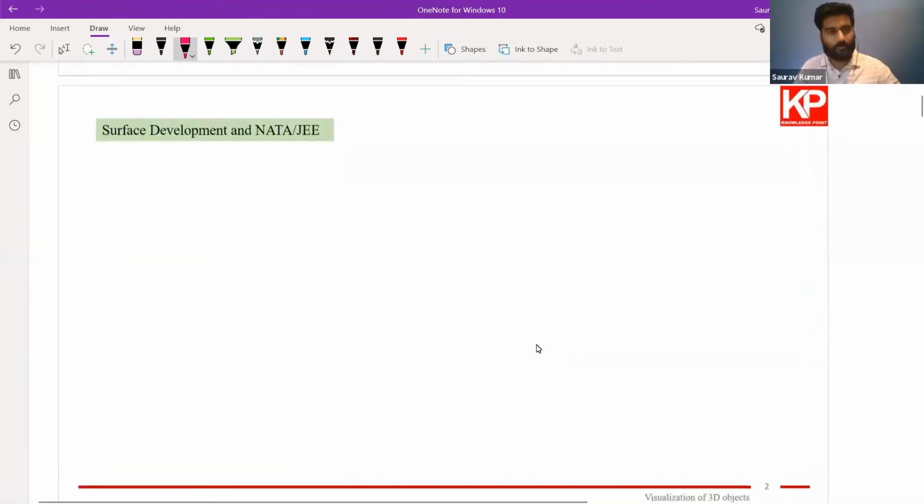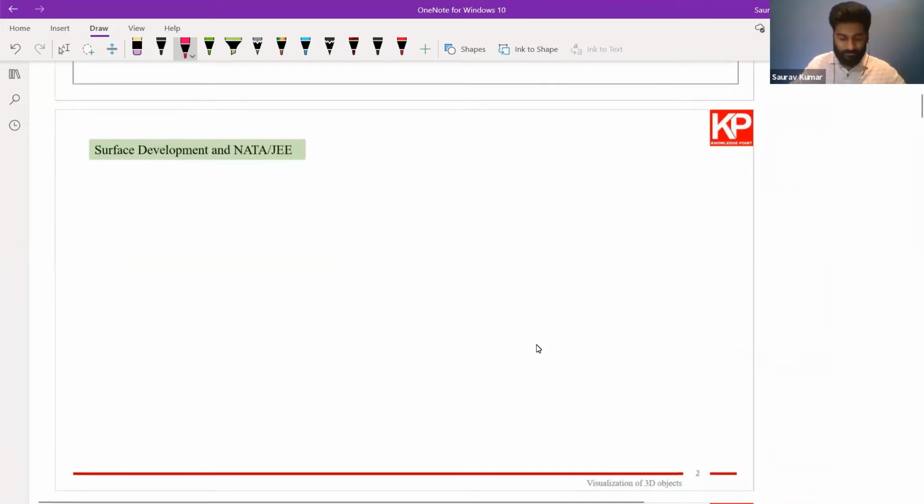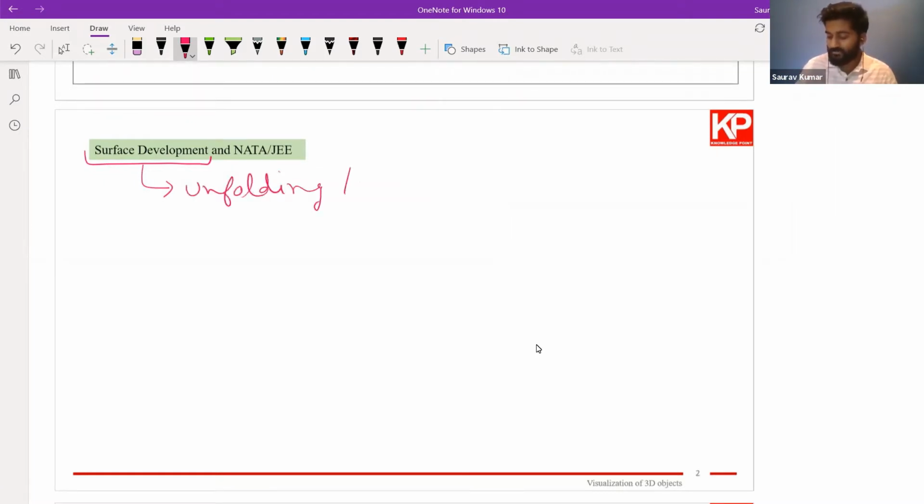So first of all, let's look at the surface development and our exams, NATA, JEE. If I have to explain what a surface development is, I would say that you have a 3D object and then you unfold it. It's like you have a box, you unfold it, and you have paper like that on a 2D plane. So that is a surface development. You can say it as unfolding, or you can say unrolling. Any word you can use.